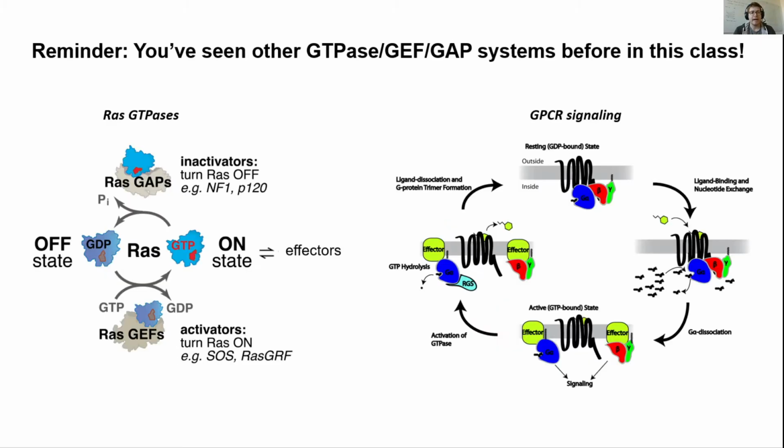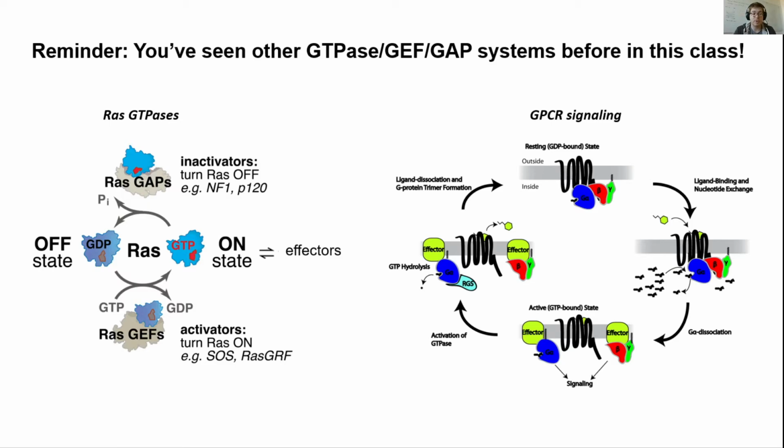today. And just as a reminder to you, you've seen other GTPase GAP signaling systems in this class before. So in fact, this shouldn't be too new to you if you think about it. For example, you've already learned about GPCR signaling, which essentially makes use of the same concepts of activating GEFs and inactivating GAPs, just in a different signaling context, that of the GPCR.